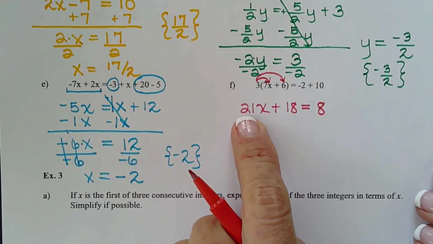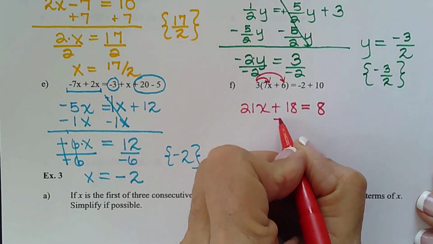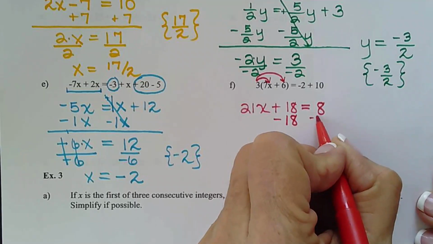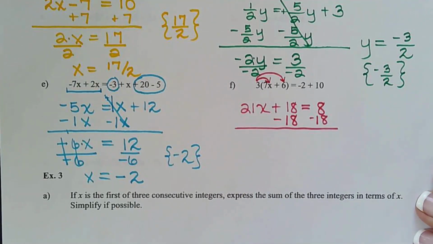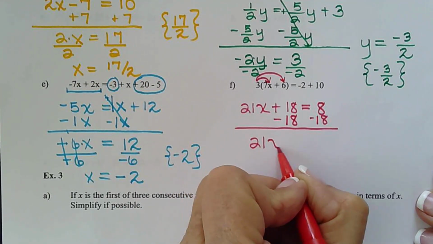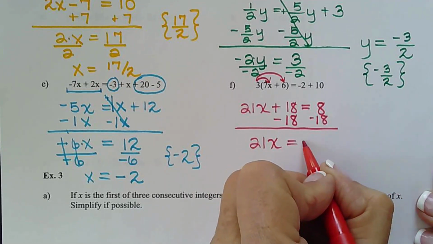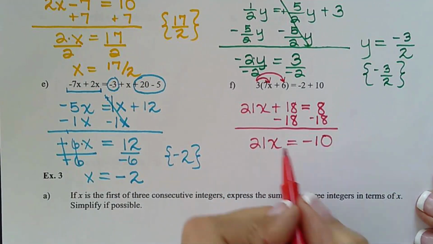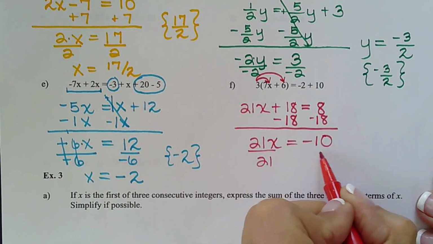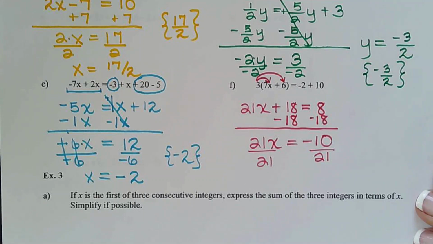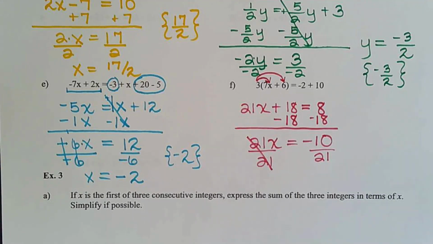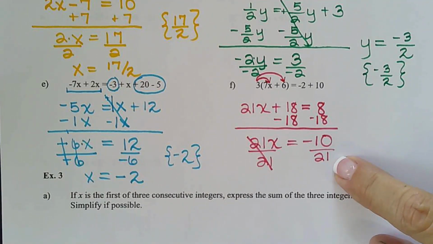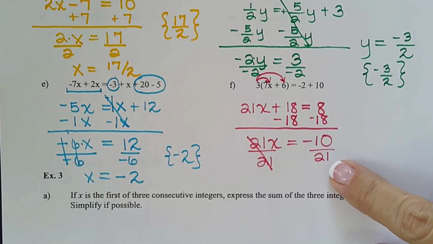All x's on the left, done. Everything without an x, which is called a constant, moves to the right by doing the opposite because we're crossing the equal sign. So 21x equals negative 10. And then divide both sides by 21. And again, fractions are fine. Just make sure they don't need to be simplified. There's nothing that goes into 10 and 21.